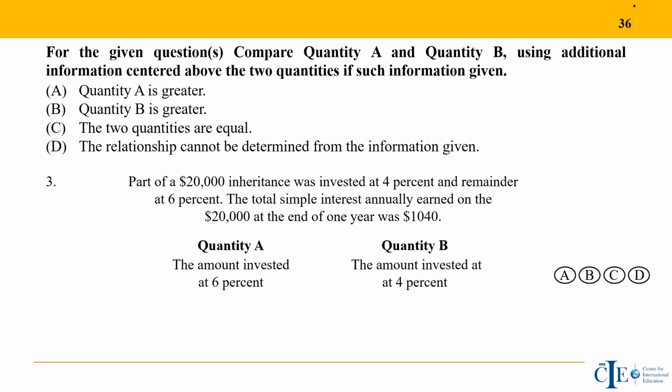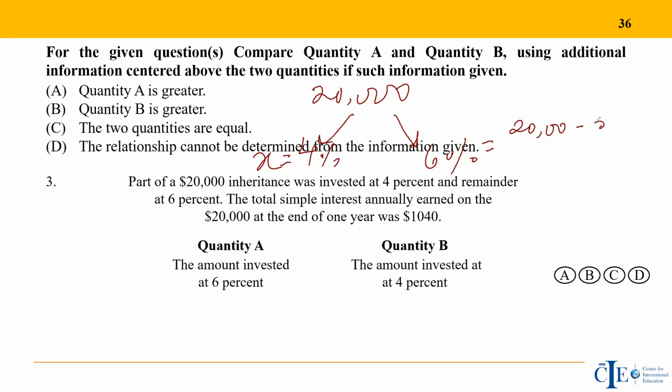How come? Okay. So first, let's see a normal method by which we normally solve these questions, just like we used to do in schools. So 20,000 invested into two parts, one at 4%, the other at 6%. We have to find out whichever one is greater. So let's say the 4% is X dollars. The 6% would be the remaining 20,000 minus X dollars.